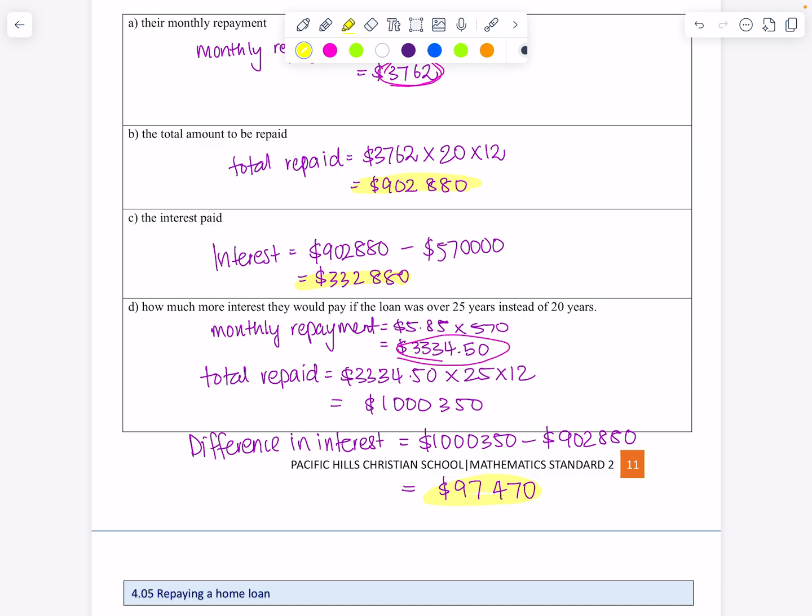You can calculate the interest in this case by, again, subtracting from $570,000 and then subtracting the two answers, but either way you get the same result. And that's loan repayments.